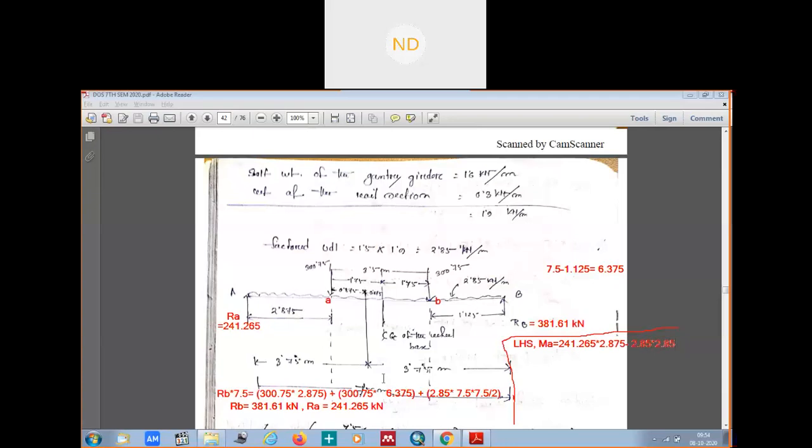2.85, sorry, 2.875, whole square by 2. So from here we can get the moment at A. When you calculate this, you will get your moment here, which comes out to be, let me give you the answer, 681.85 kilonewton meter. Okay.